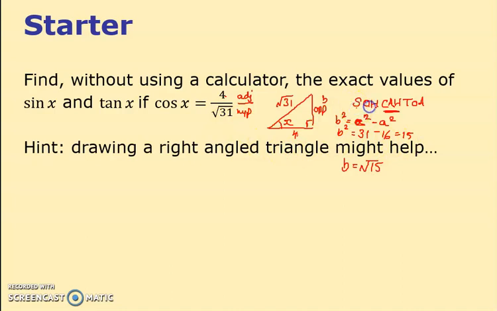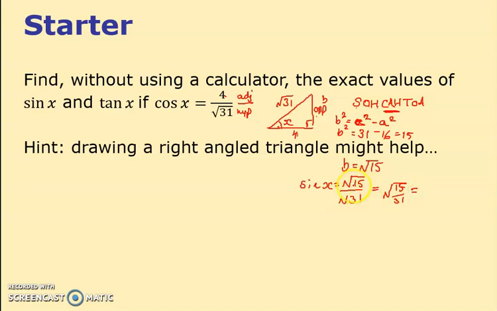Well, sine is opposite over hypotenuse. So sine x is the opposite, root 15, divided by the hypotenuse. Now that's probably better written as root 15 over root 31, and some people won't even like that. Some people don't like the root 31 being on the bottom. This is this idea of rationalising the denominator. But you've got a calculator to work this out for you, or you could just quite easily do it yourself.